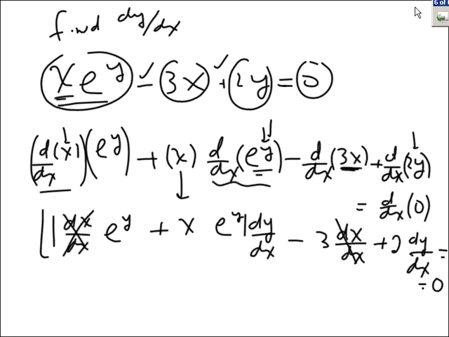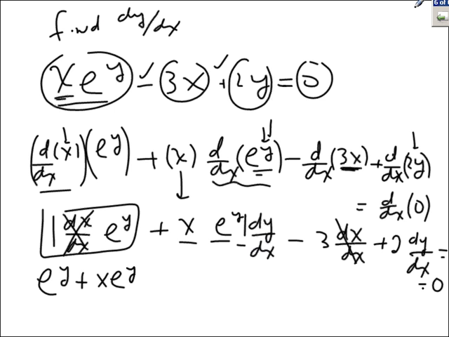So multiplying this together, you get e to the y plus x times e to the y times 1 is just x e to the y times dy dx. I'll write dy dx that way. Minus 3 plus 2 y prime. And this is equal to 0.